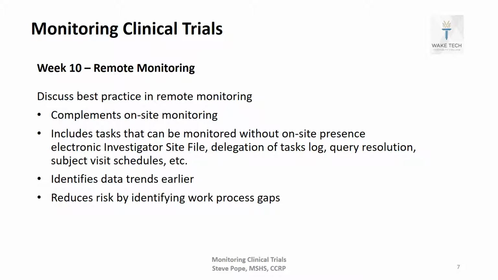We can do query resolution. We can do subject visit schedules. We can see when subjects are coming in, when they might be out of window, and we can help correct that. We can also identify data trends earlier. That's very important. We want to see what those trends are as soon in our trial as we can. And then finally, it's going to reduce the risk by identifying work process gaps. So if we identify things that sites are having trouble with, that can help us correct those things as early as possible, kind of get them back on the right track. So that can be part of our best practice model.